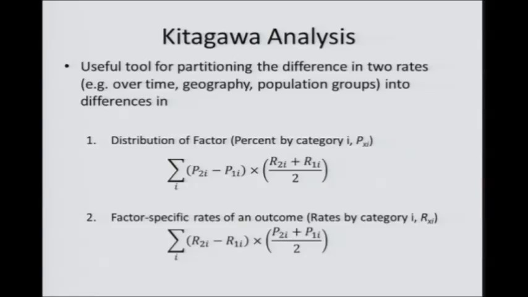And the second component that helps to total to the overall risk difference is the factor-specific rates on an outcome. Those are represented by the R's over category I. And that's an example of direct standardization, where you're holding the population structure constant, this average between the 2 populations in a given category, and you're multiplying that by the factor-specific rate difference.